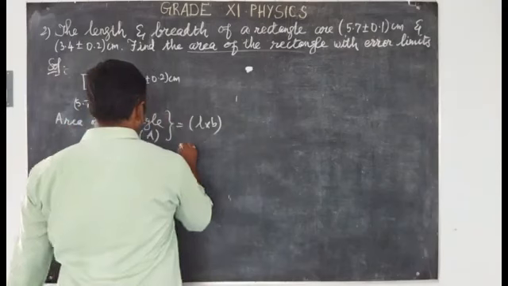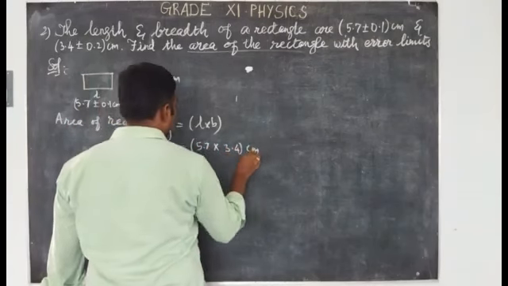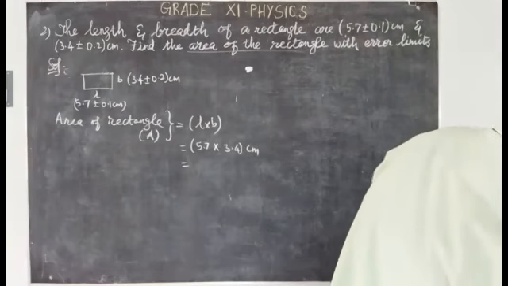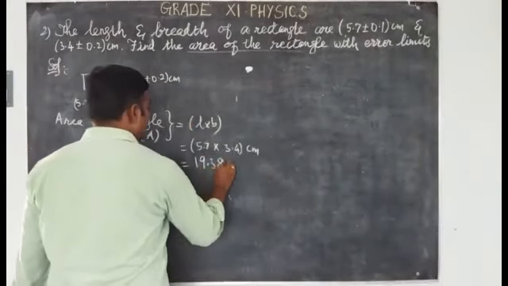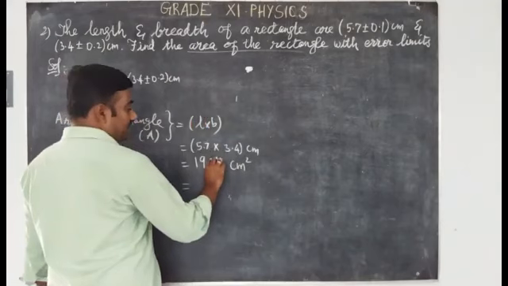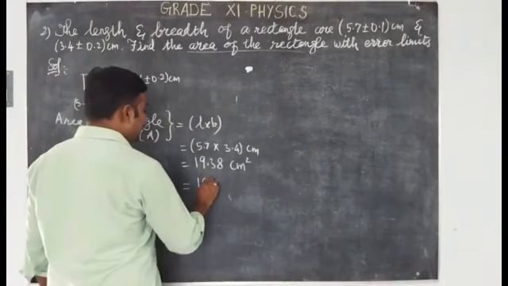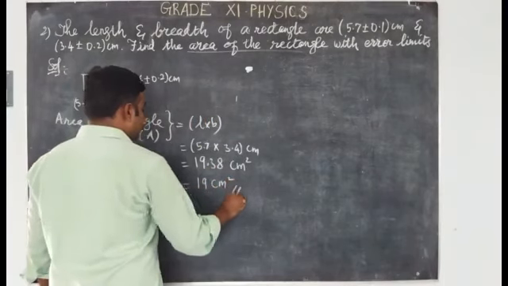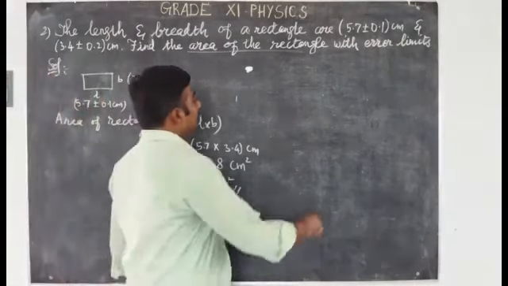So length into breadth. The length is 5.7 and the breadth is 3.4 centimeter. Therefore 5.7 into 3.4, we multiply and get 19.38 centimeter square. Rounding off to the second decimal, the 8 is greater than 5, so it vanishes and 3 becomes 4, but 4 is less than 5, that vanishes. Finally it is 19 centimeter square. Therefore the area of the rectangle is 19 centimeter square, but we need to calculate with the error limit.